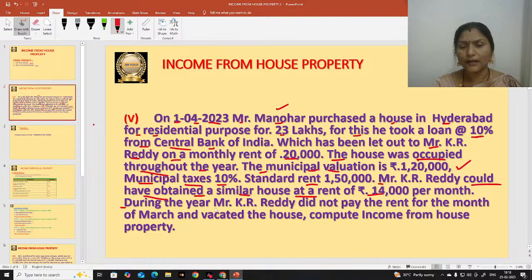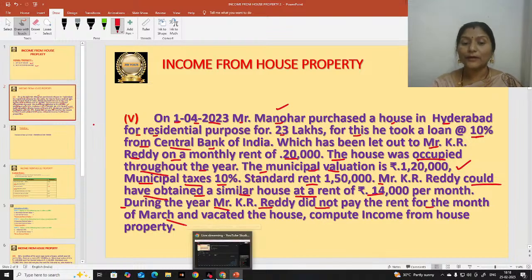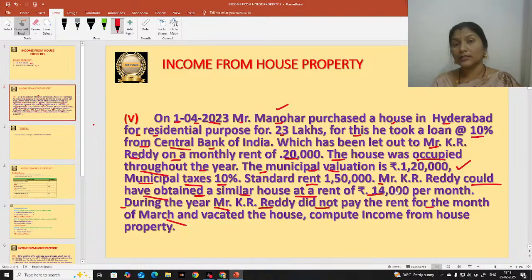During the year, Mr. K.R. Reddy did not pay the rent for the month of March. So Mr. K.R. Reddy did not pay 1 month rent. This is what we have to concentrate on here. Today the problems I am going to discuss are related to one month rent or 2 months rent that our assessees did not actually receive. So how to deal with that, we are going to discuss in these 2 problems today. Today I will discuss with you 2 problems in this live class.